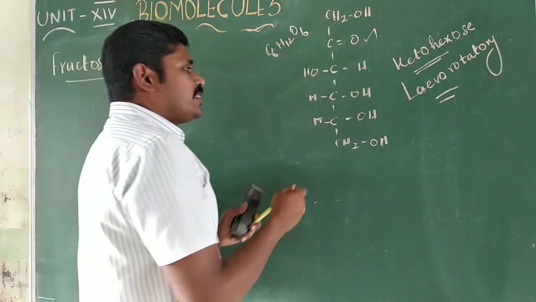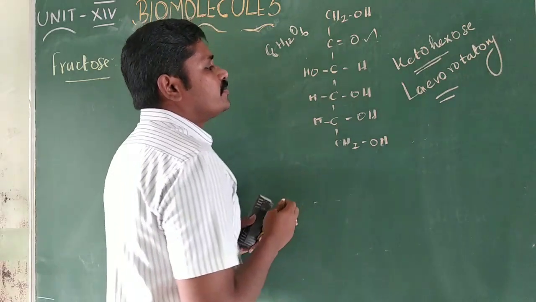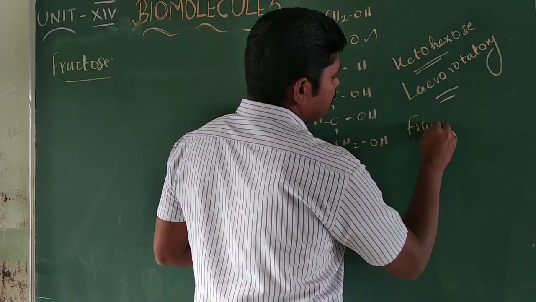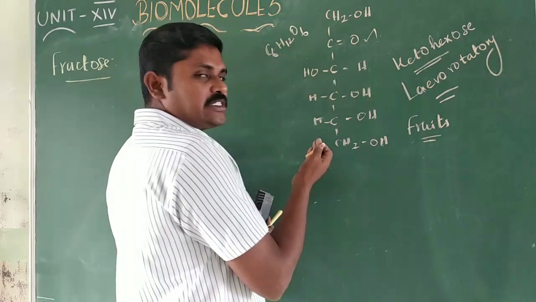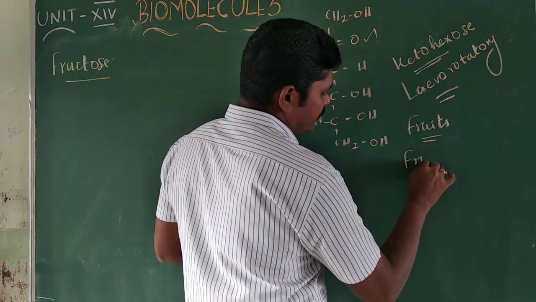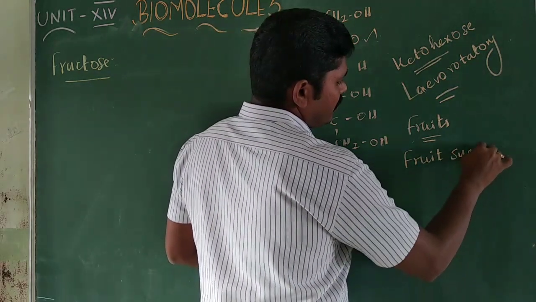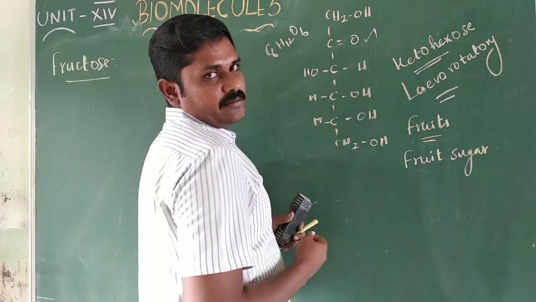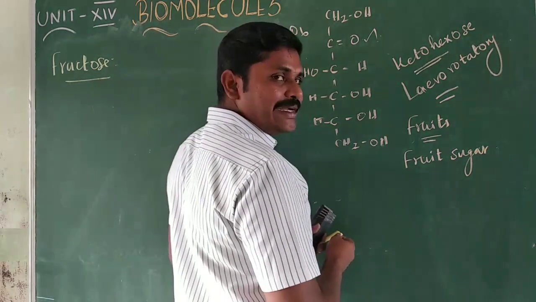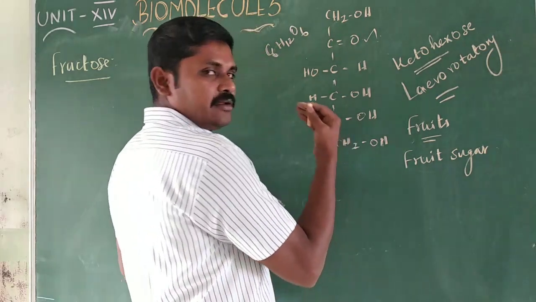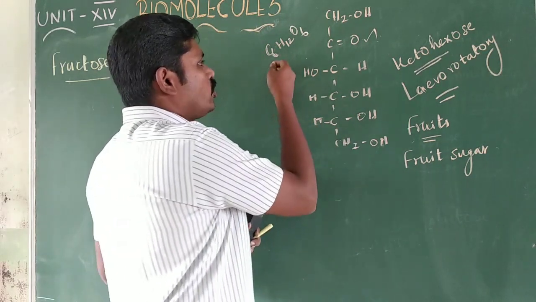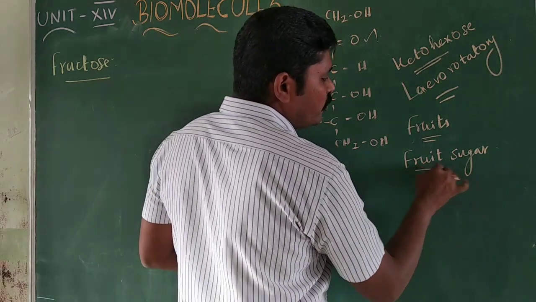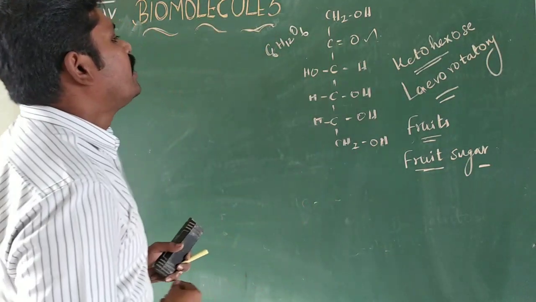Fructose is present abundantly in foods, in fruits. So, fructose is also known as food sugar. Already you know that glucose is also known as blood sugar. Human blood contains 100 milligrams per deciliter of glucose. So, glucose is blood sugar and fructose is food sugar.